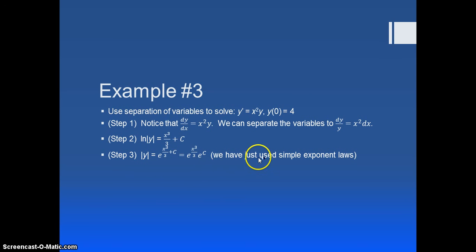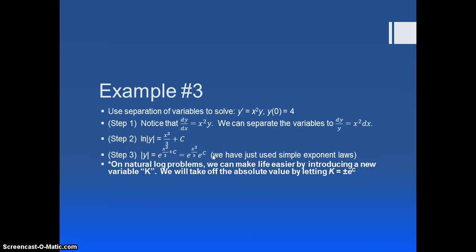Another thing to note is that we can rewrite the e to the x cubed over 3 plus c as e to the x cubed over 3 times e to the c. And that'll be very helpful. That's just our exponent laws from way back when. On natural log problems, we're going to make our life easier by introducing a new variable, typically called k. And this will allow us to take off the absolute value, because what we're going to do is let k equal plus or minus e to the c, which covers the possibility that y could be positive or that y could be negative. And when we do that, it cleans up the problem really nicely.